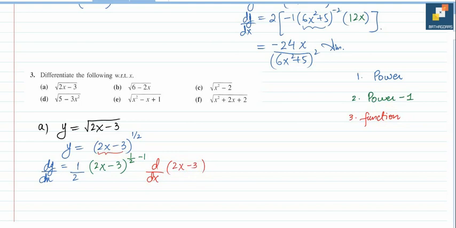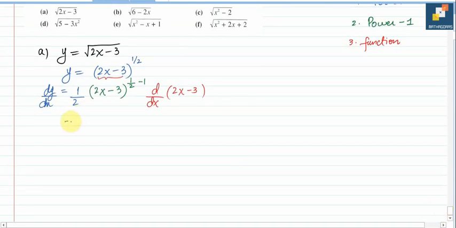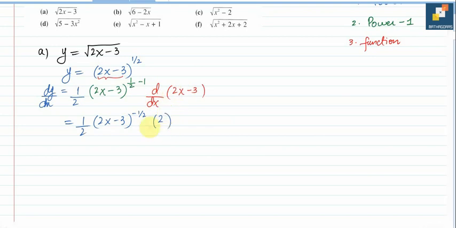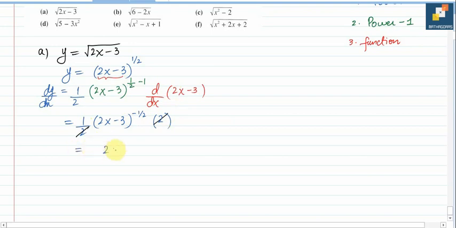So that is a very detailed working that I have shown here for your better understanding. Alright, now it will be 1 upon 2, (2x minus 3) to the power 1 upon 2 minus 1, which leads to minus 1 upon 2. d by dx of 2x leads to 2 and d by dx of a constant is 0. So the leftover part is only 2. Now this 2 and this 2 cancel. The leftover part you have is (2x minus 3) power minus 1 upon 2 equals dy by dx. In order to write in positive form, dy by dx is equal to 1 divided by (2x minus 3) power 1 divided by 2.